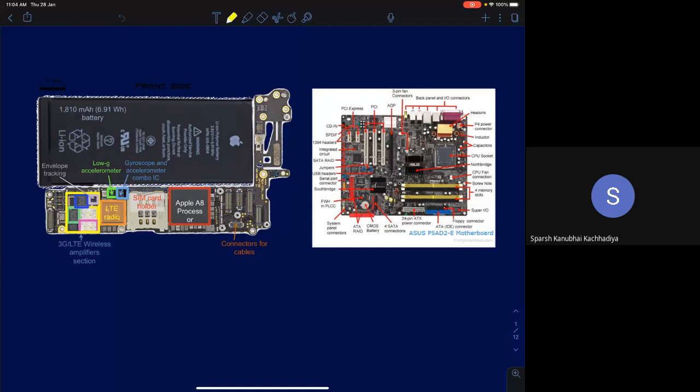It will be a smooth flow. So now, what I've shown here are two pictures. On the left you see a ripped-open part of an iPhone, and this is for a laptop or PC motherboard. Now, if you see both these systems, there are a lot of electronic components.